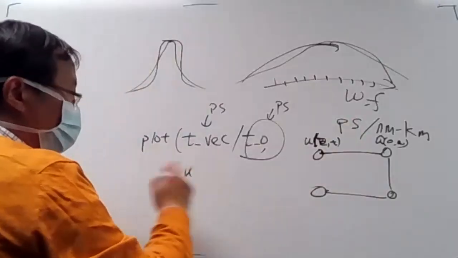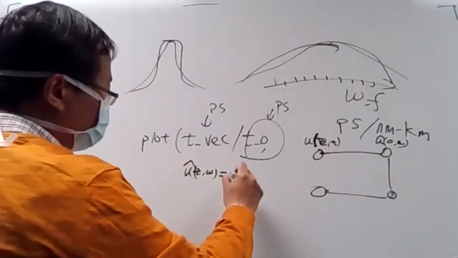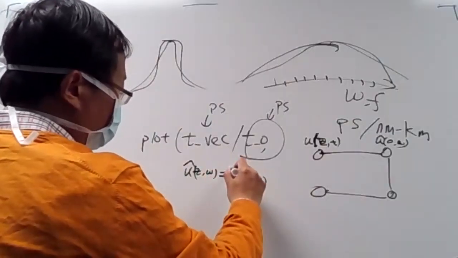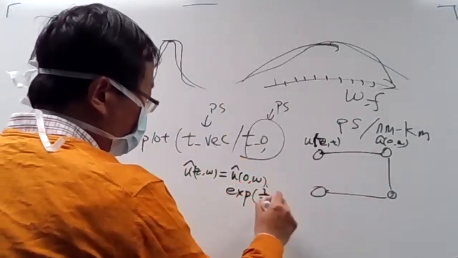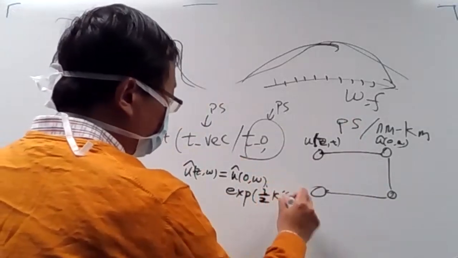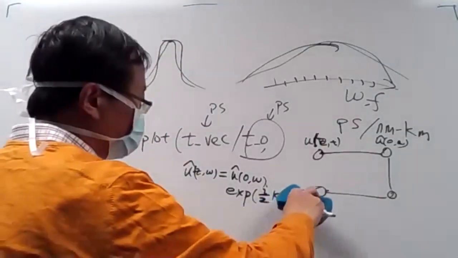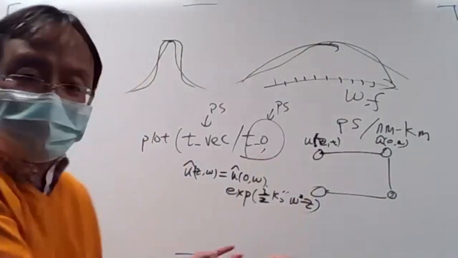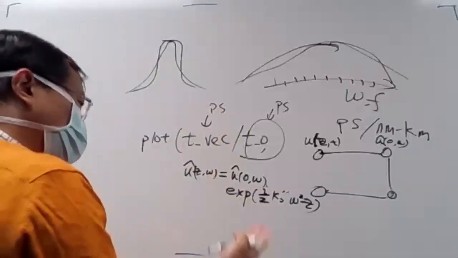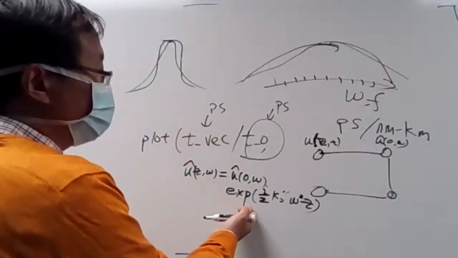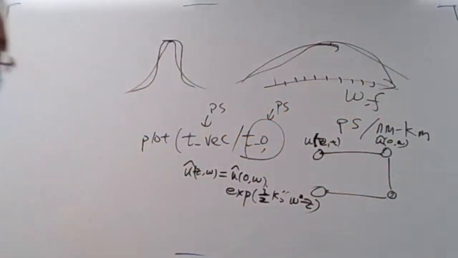Remember, the propagation is that U(z,omega tilde) is U(0,omega tilde) times exponential of i over 2, k naught double prime omega squared z. Of course, you can add the third order dispersion. But what dispersion does is that for each frequency component, you add a different time delay.